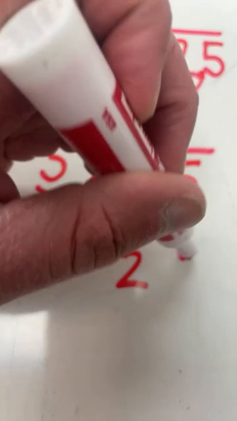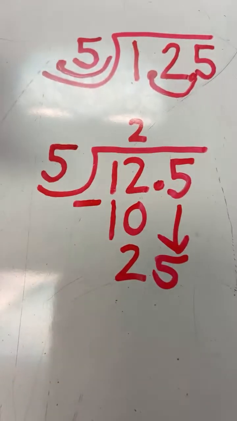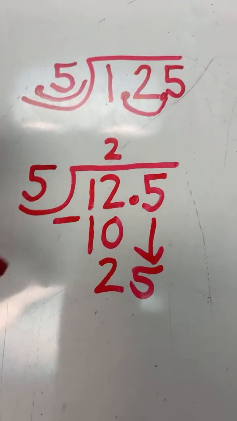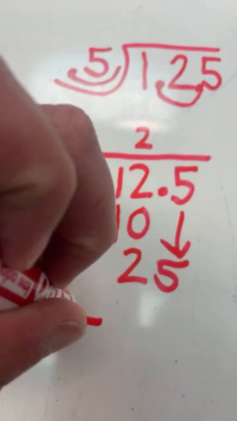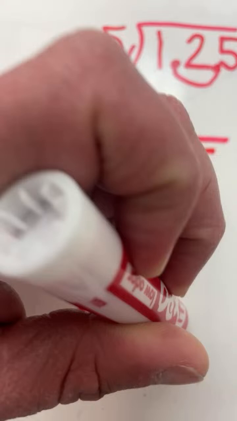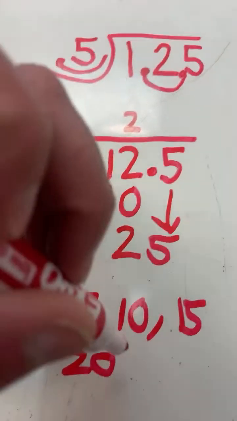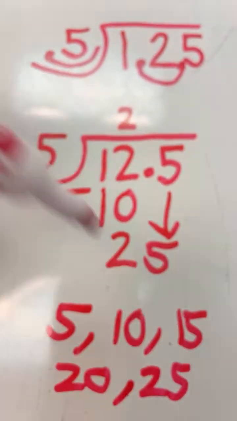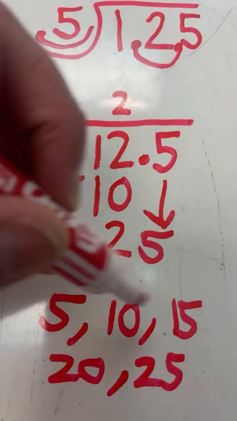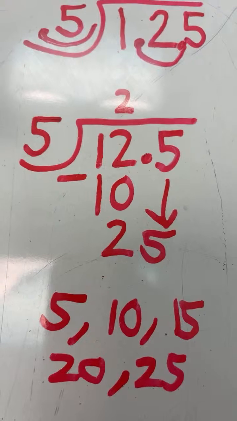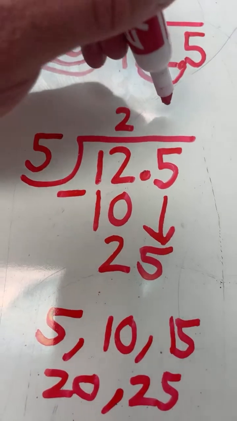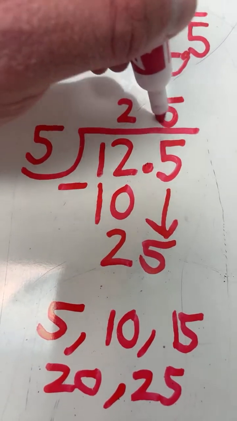Next, we bring down the 5. 25 divided by 5. We've got to figure out how many groups of 5 go into 25. So here we go, counting by 5s. 5, 10, 15, 20, 25. So we ended up counting by 5, 1, 2, 3, 4, 5 times to get to 25. 25 divided by 5 equals 5.